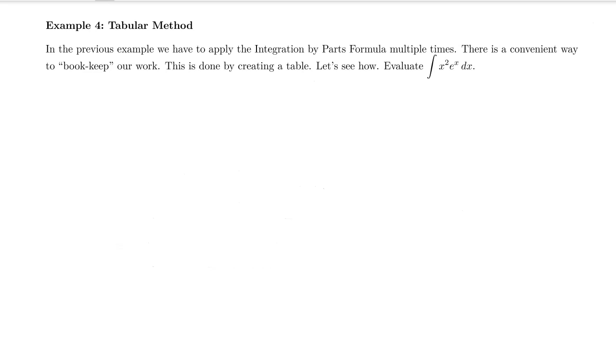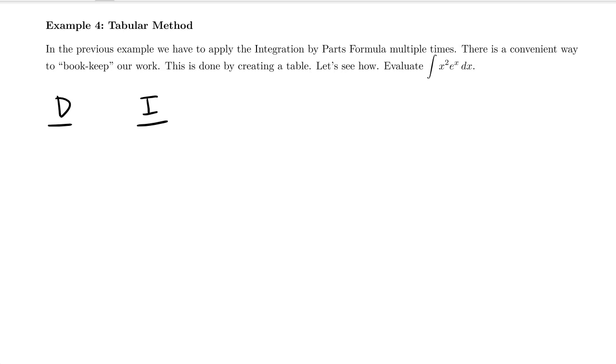In the previous example, we had to apply the integration by parts formula multiple times. There is a convenient way to bookkeep our work. This is done by creating a table. Let's see how. So let's evaluate the same integral from the previous example using this new method called the tabular method. I'm going to create 2 columns, one titled D and one titled I, where D stands for differentiate and I stands for integrate.